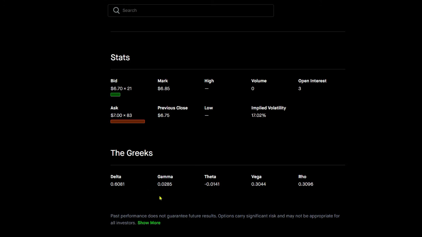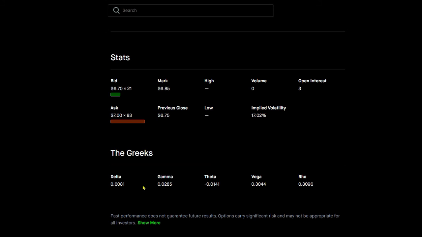And thirdly, we have gamma. The gamma tells us how much our delta will be changed by. So in this example, our gamma is 0.02. So every up or down move in the stock price, delta will be changed by 0.02.